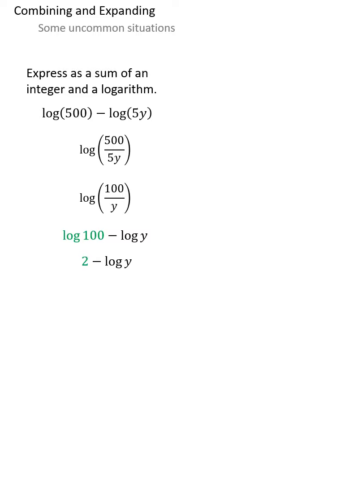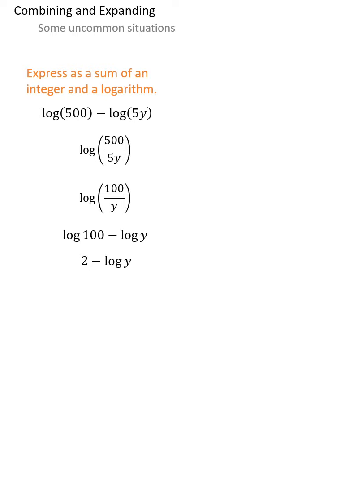And now what I've managed to do by compressing, expanding, and then resimplifying this expression, I've got it to match the directions. I've expressed it as a sum of an integer and a logarithm, 2 being the integer, log of y being the logarithm. Now this is an uncommon situation, and it makes most students very uncomfortable because there's no predictable way to necessarily arrive at the answer.